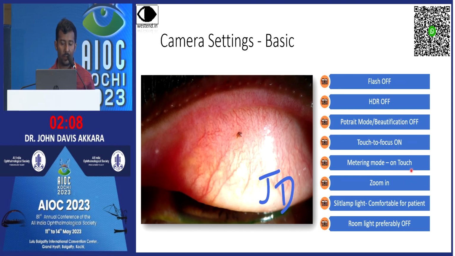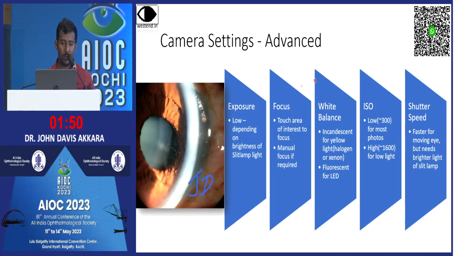Metering mode, it's usually on touch, so you don't have to worry about that unless you know where to look for it. Zoom in a little bit so that the circle of the slit lamp is not seen. You just need the picture, and make sure the light is comfortable. Room lights, turn it off, otherwise there'll be some reflections here. Not much, but there will be some.